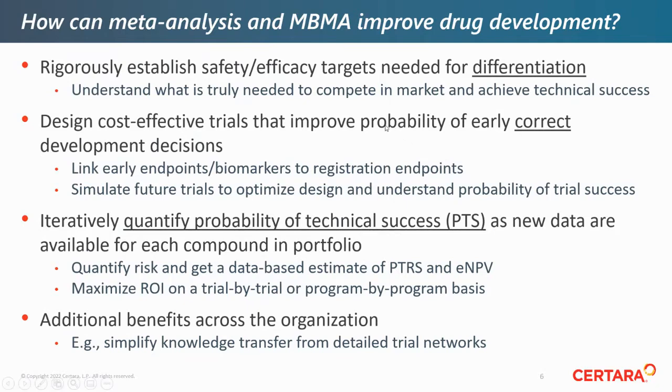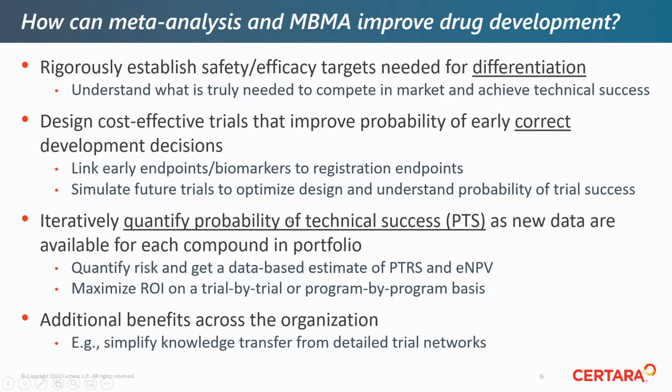Well, as I mentioned, we really want to rigorously establish what this safety and efficacy target is needed for differentiation. That allows us to really truly understand what's needed to compete in the market. We want to be able to design cost-effective trials that really home in on improving our probability of making a correct decision. Whether that's a go or a no-go decision, we want to be able to make that decision early, and we want to make that correctly.